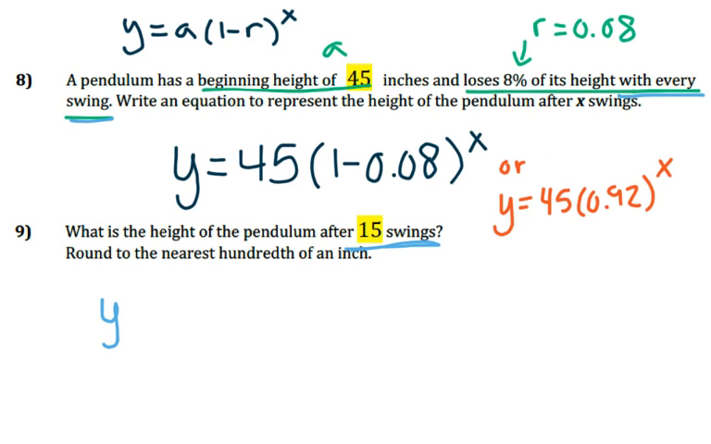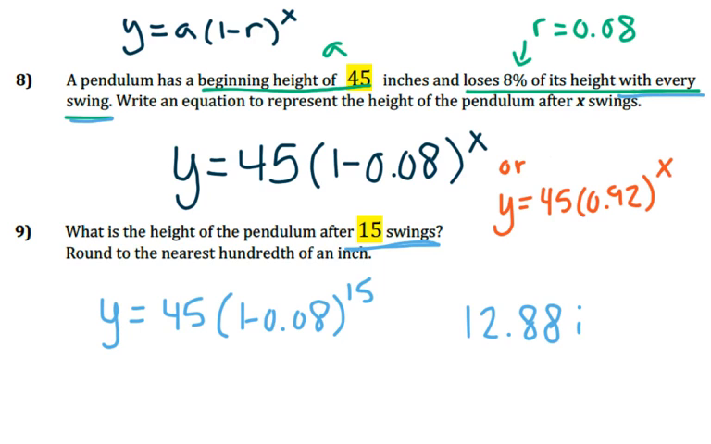So we're going to substitute in. We're going to go y is equal to 45 times 1 minus 0.08 raised to the 15th power. And when we type this into our calculators to evaluate it, we get 12.88 inches when we round to the nearest hundredth of an inch.